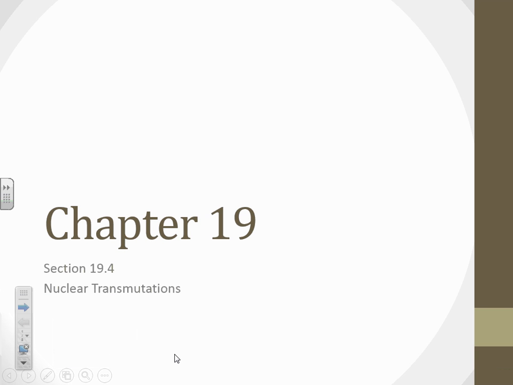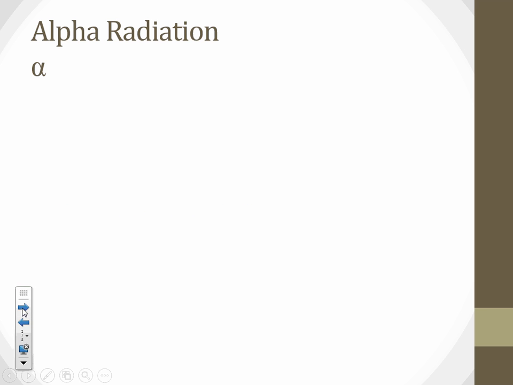So let's look at nuclear transmutations. This will show you how to write equations using radioactive decay. So first of all, alpha radiation, remember, is a helium nuclei. So you write alpha, He, the isotope of helium, which has a mass of 4.